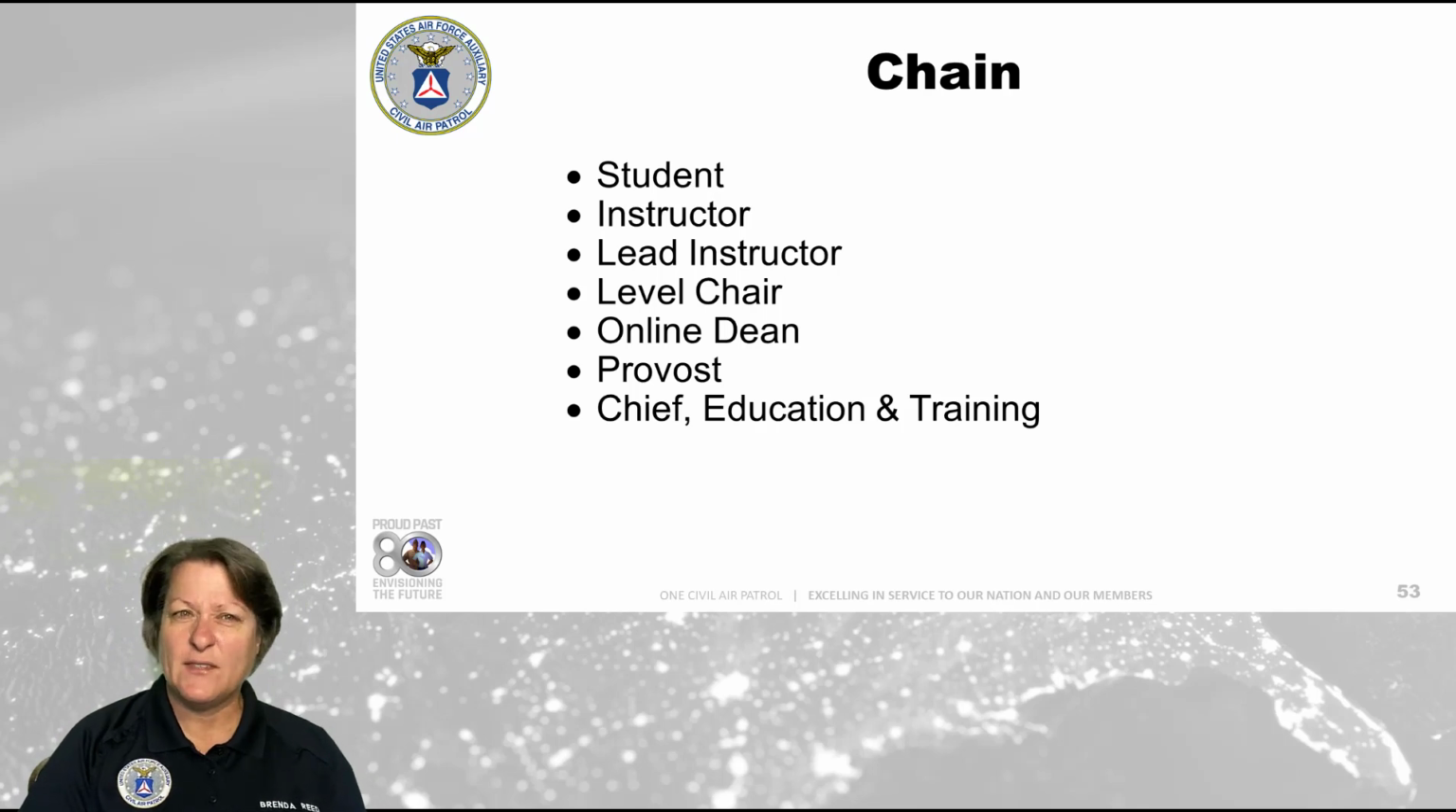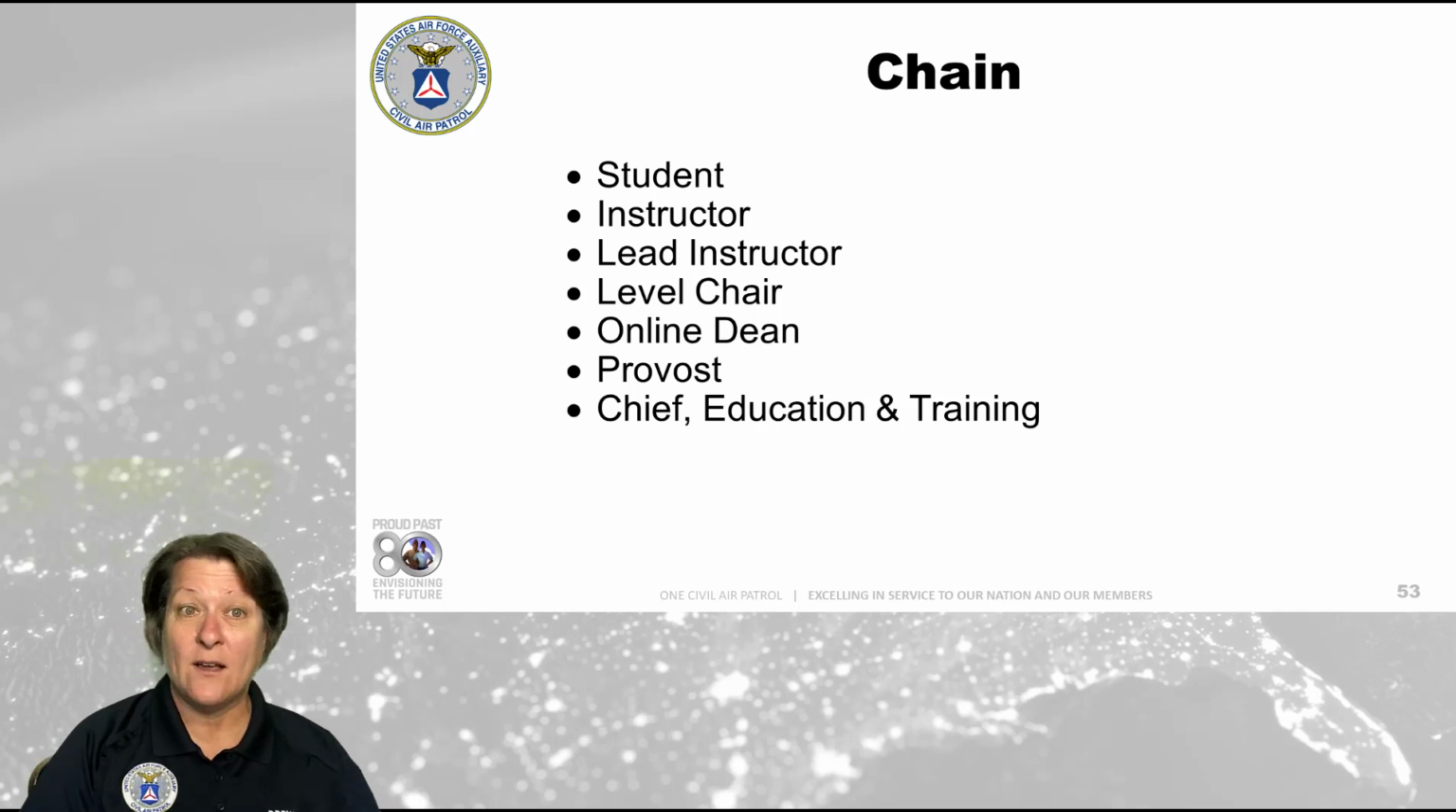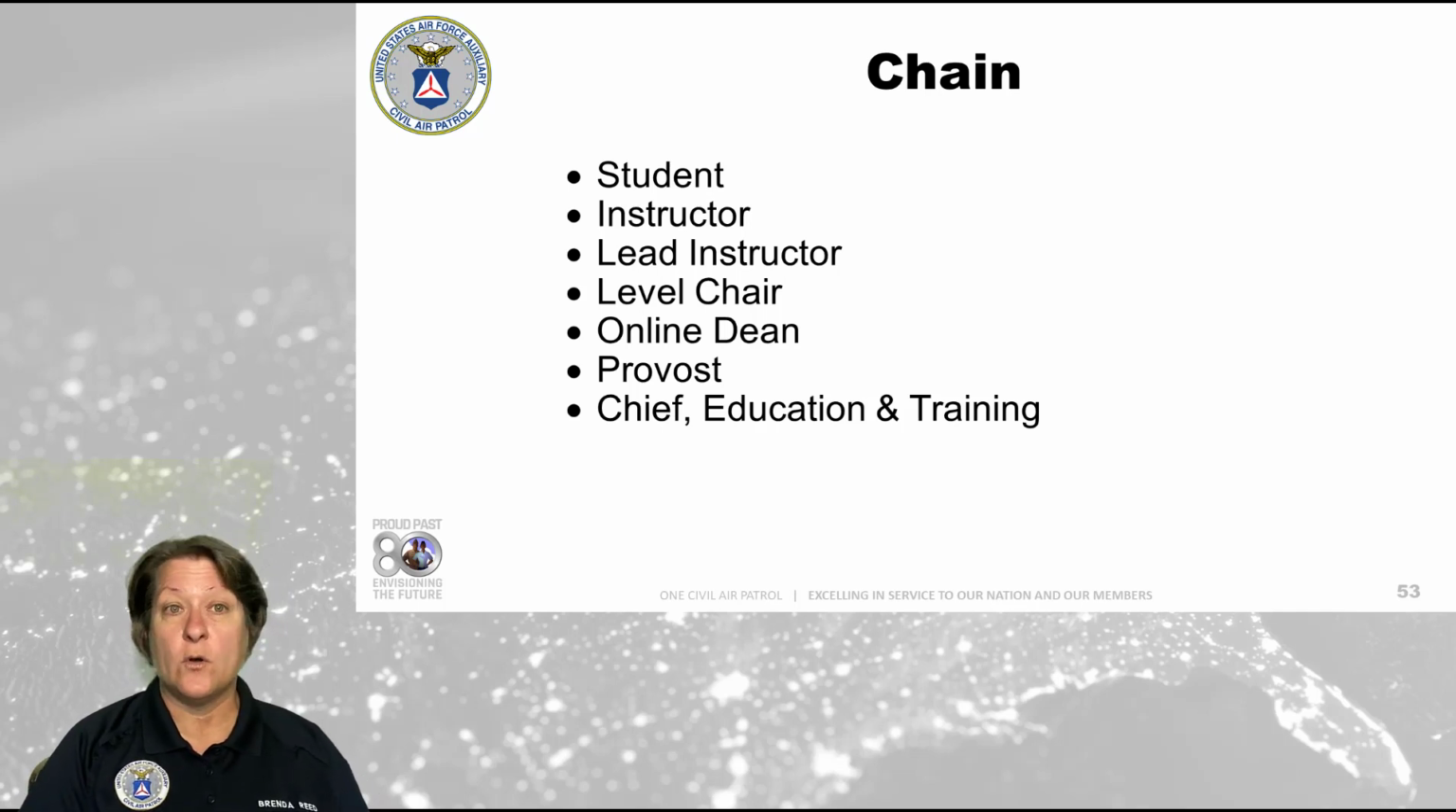And chances are I've seen it, and then I can resolve it, or I can work with National to get it done. If it's something that's really out there, then I may go to the provost, and then we may go to the Chief of Education and Training. But remember to follow this chain. One, your instructor is going to be able to be of service to you, and you're going to get a quick answer and be able to move on your way.